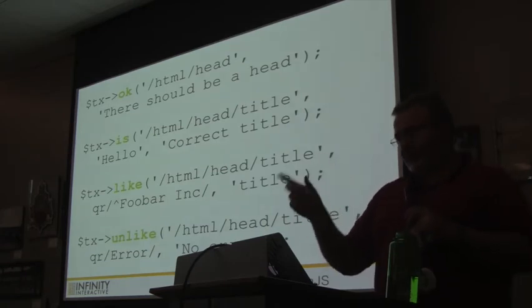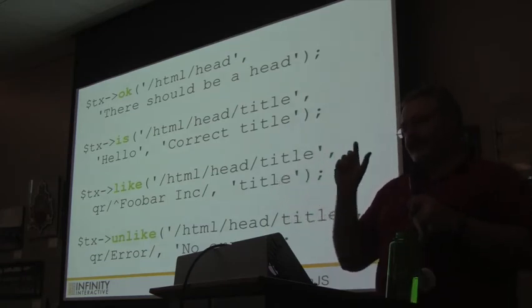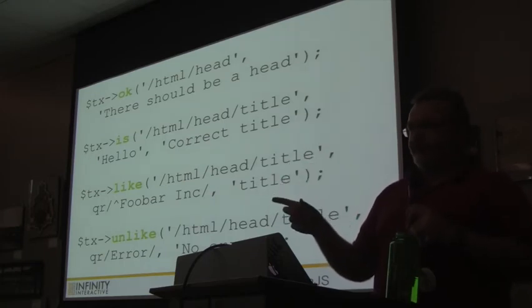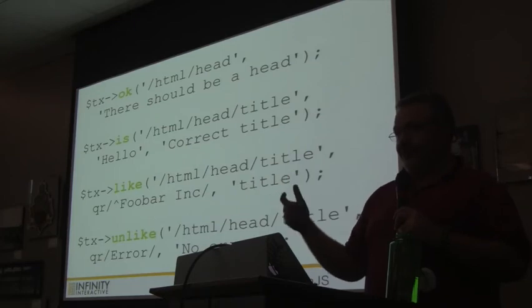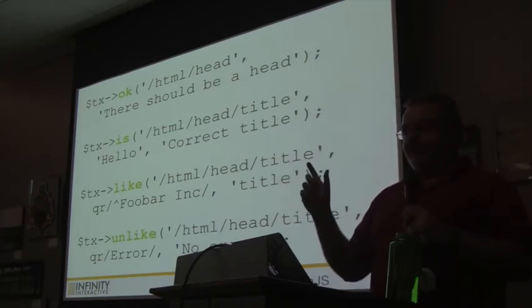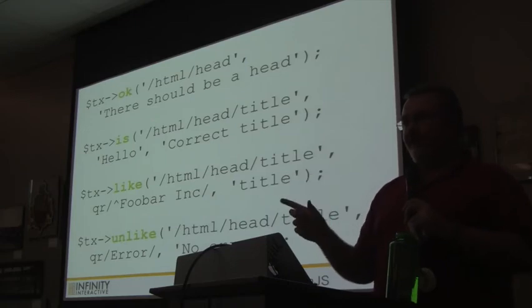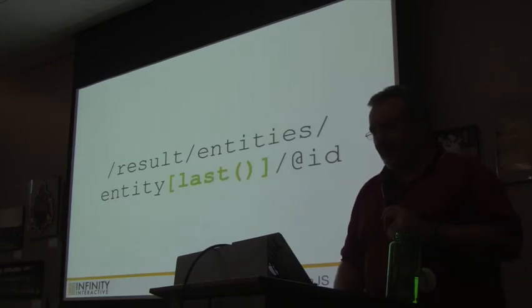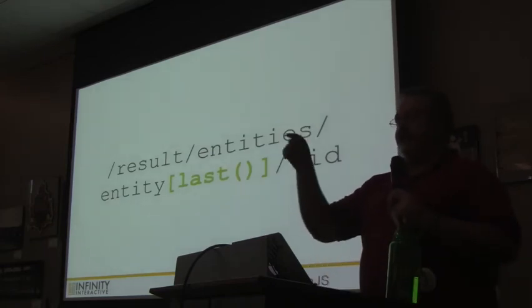Like throws a regular expression at it, and says, hey, this thing has to match this regex. And if it doesn't, that fails. And tell me what the text was that didn't match. And unlike says, no matter what happens, this thing that I'm telling you cannot be there. Right? Yeah? Boom. All right, but there's all kinds of fancy stuff in XPath.